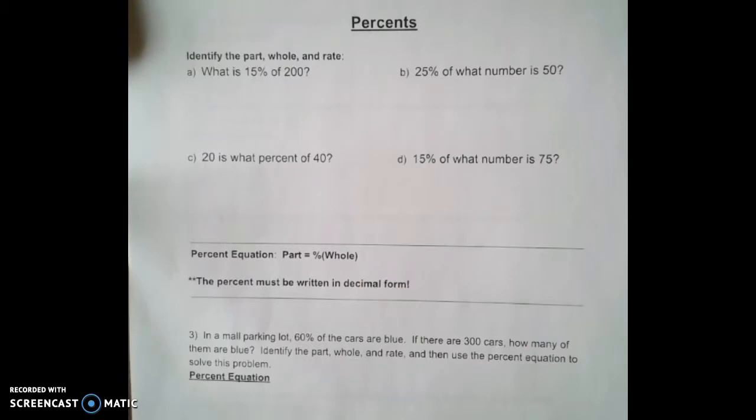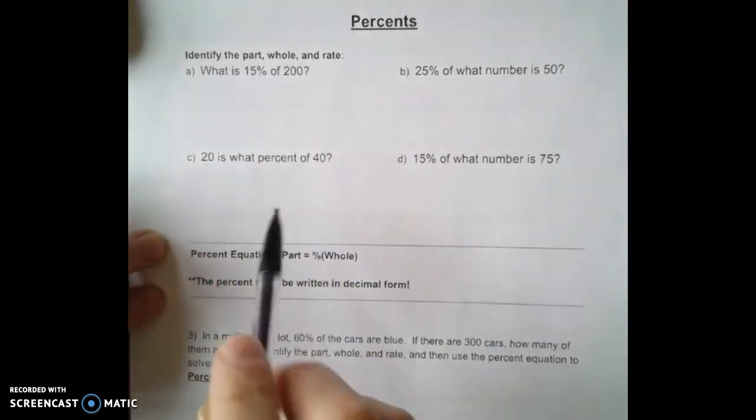One big thing that you can do is look for the words is and of. The word is attached to the part, and the word of is always attached to the whole. Okay, the rate is your percent, and that's always going to be followed by the percent symbol. And so looking at this first example, it says, what is 15% of 200?